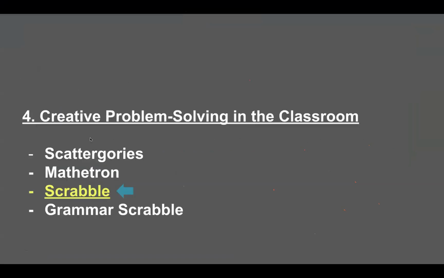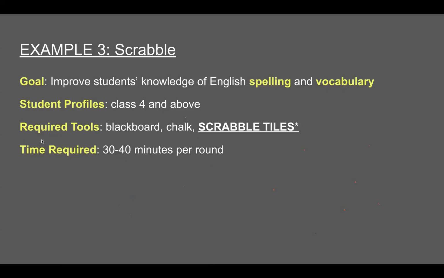I would love to play Scrabble with you guys. I'm sure you have heard of Scrabble before. It's such fun. This is an activity I frequently do in mixed ability classrooms because it helps with verbal reasoning. So what do you need? You need your Scrabble tiles and a blackboard and chalk. And what are Scrabble tiles?